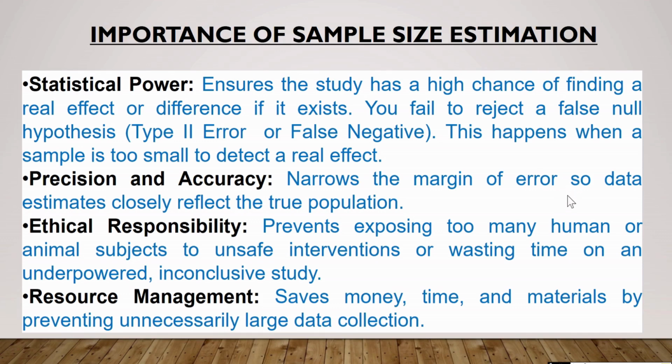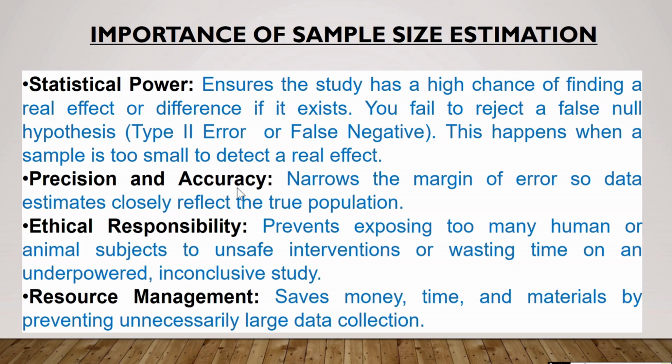So first we look into what is the importance of sample size estimation. Yes, statistical power. It ensures the study has a high chance of finding a real effect or difference if it exists. Because if you fail to reject a false null hypothesis, that is known as a false negative or type 2 error. This can happen when the sample size is too small to detect a real effect. So in fact, when you have a real effect but you fail to detect it, that is known as type 2 error, and this can be attributed to a lack of sample size.